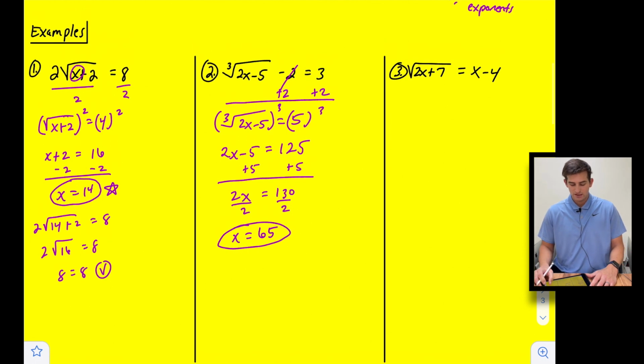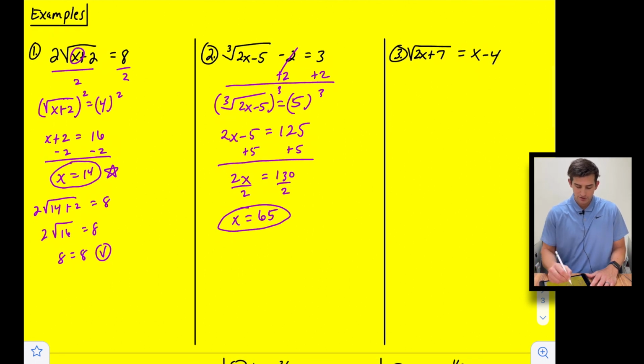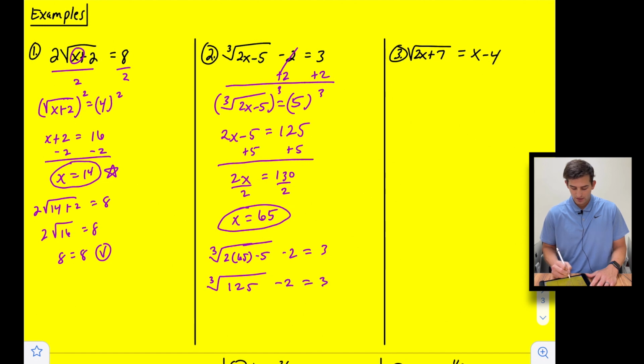Okay? So once again, let's plug 65 into our original equation to make sure we get the right answer. So the cube root of 2 times 65 minus 5, minus 2, is equal to 3. We know 2 times 65 would be 130. 130 minus 5 would be 125. And we just figured out that 5 cubed was 125, so the cube root of 125 would be 5. 5 minus 2 equals 3, and we know that is good. So our solution is 65.